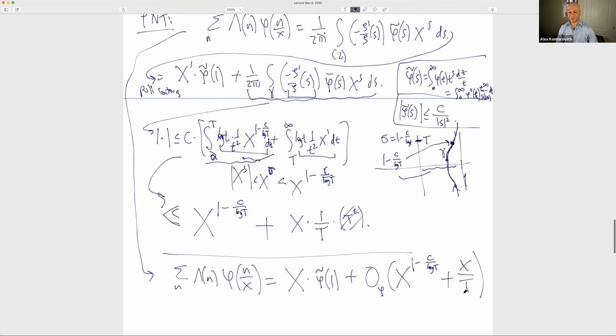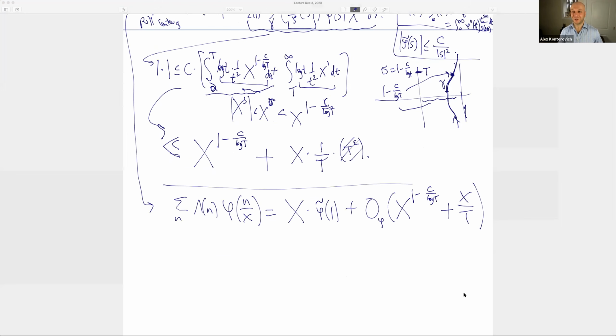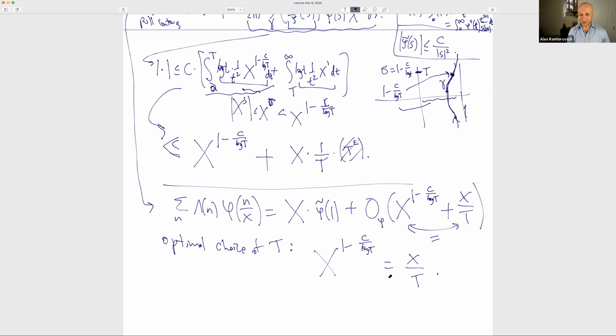So now we have to do some calculus. Where's the optimal choice of t? Here's a little trick they don't teach you in calculus class. The optimal choice of t is the one that makes these two equal. Maybe they do teach you this in calculus. You don't have to take derivatives, just set the two equal. The optimal choice of t is when x to the 1 minus constant over log t is equal to x over t. There's an x to the 1 here and here. We can forget those.